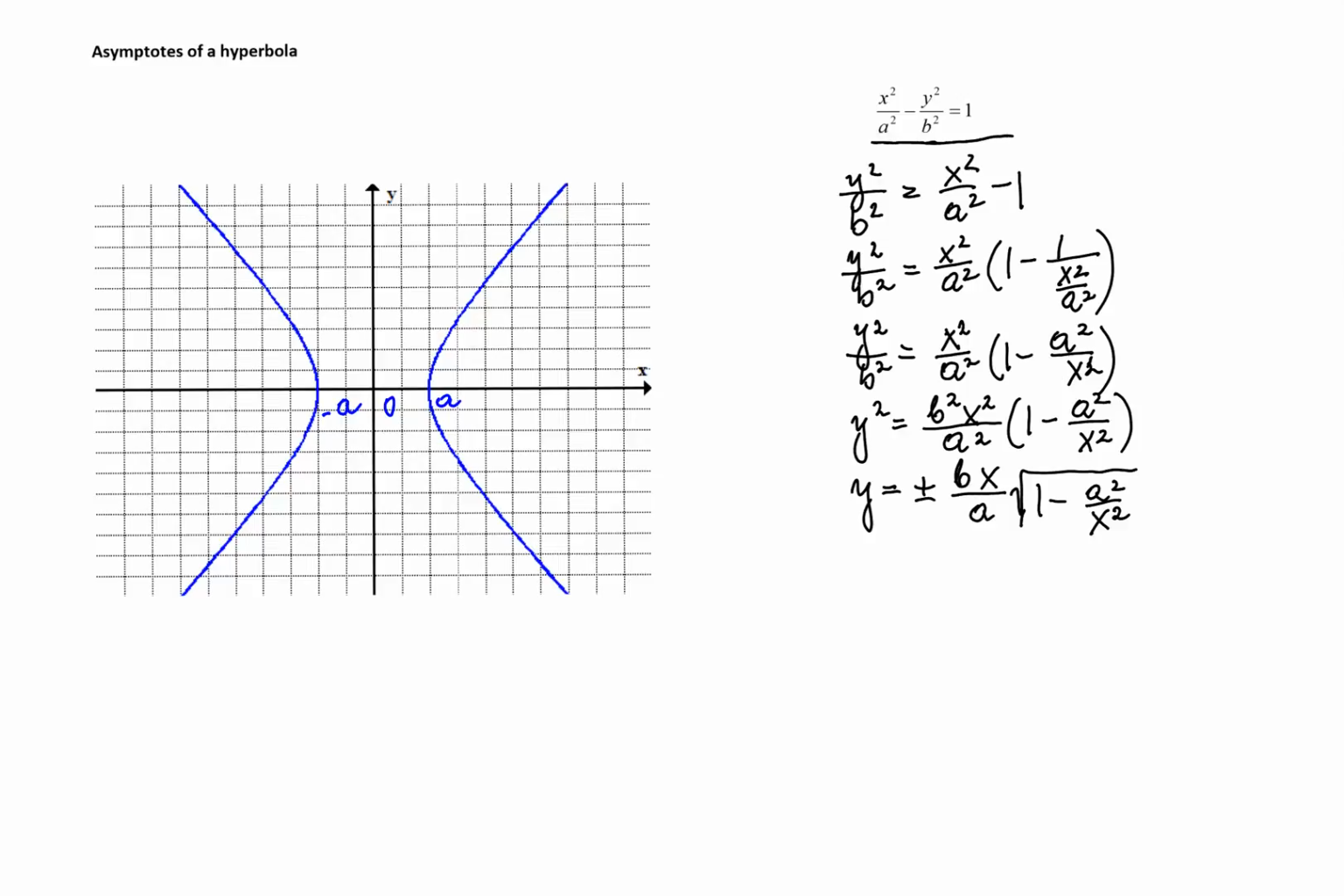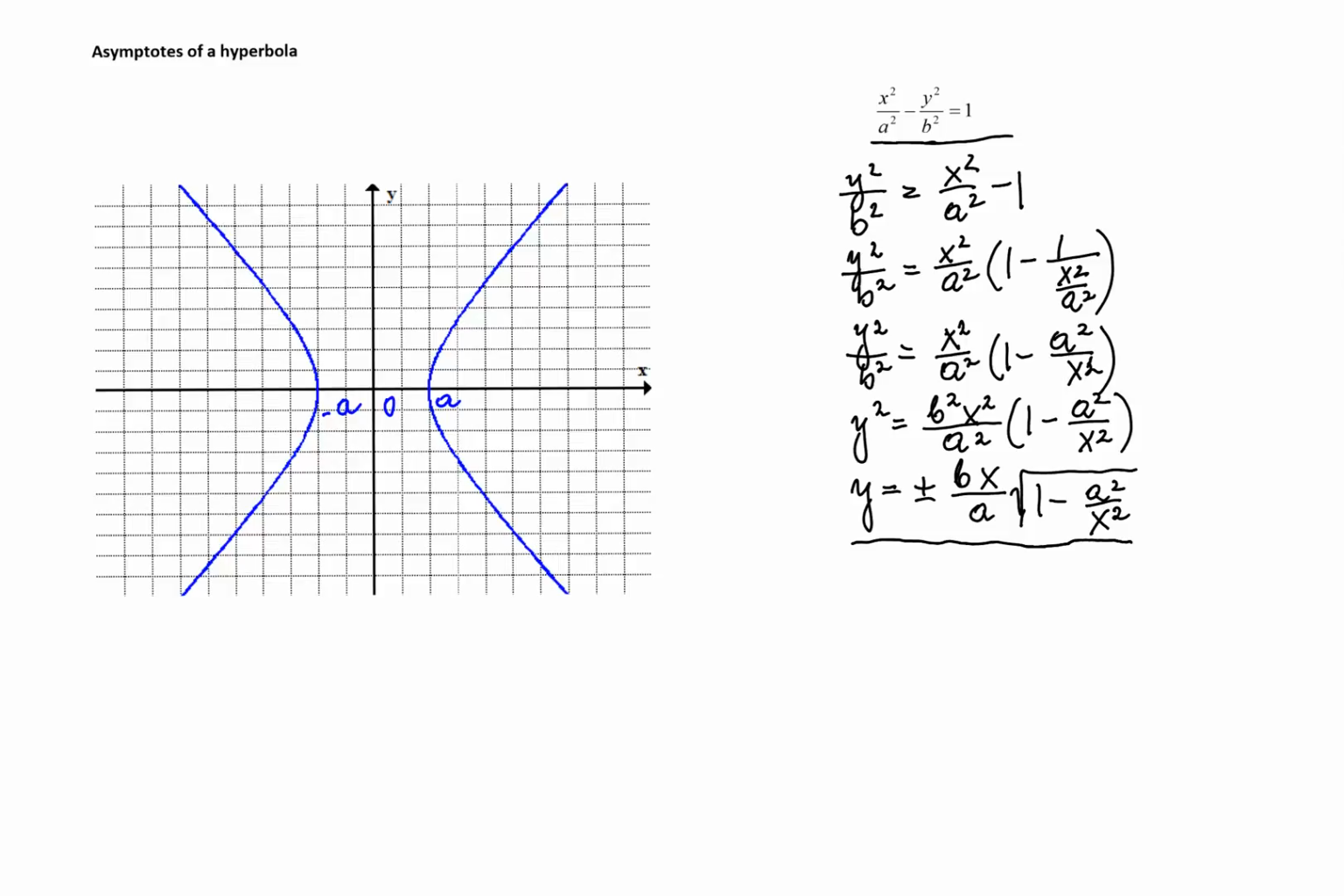If we solve this equation for y, then we'll get the equation y equals plus or minus bx over a times the square root of 1 minus a squared over x squared. The process of solving that equation for y is shown right here. Now what can we say about that expression? What can we say about that value of y?